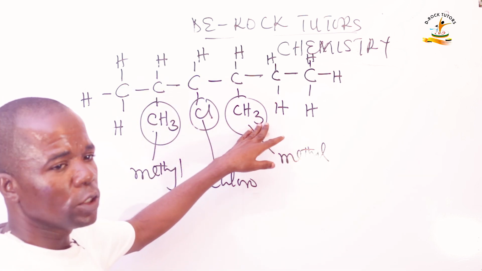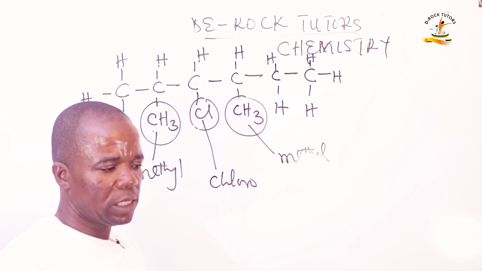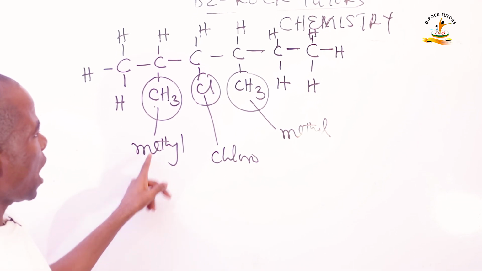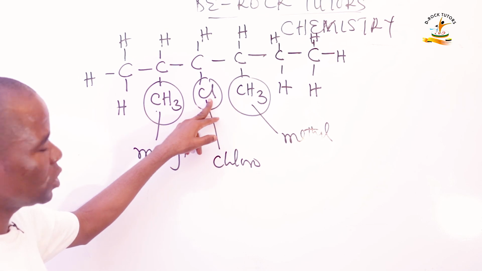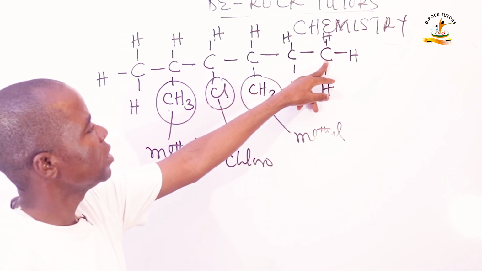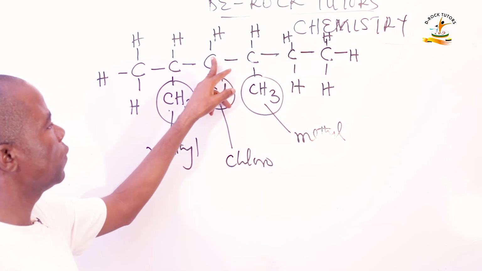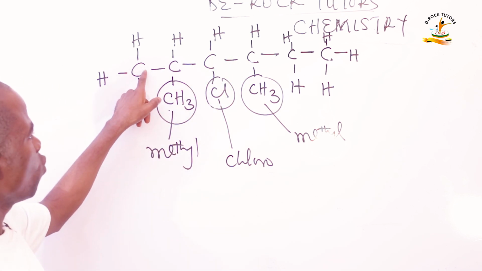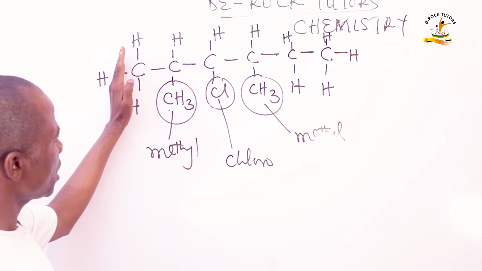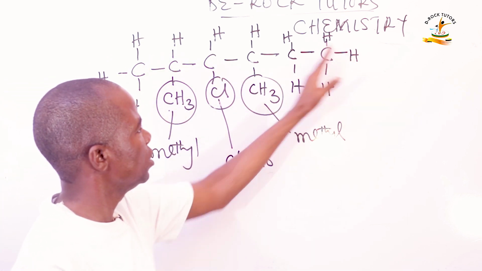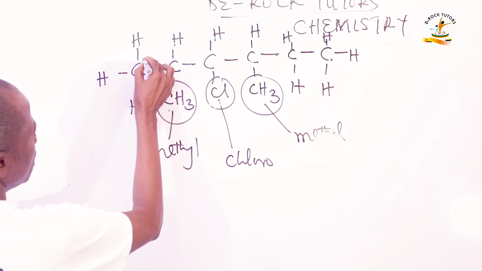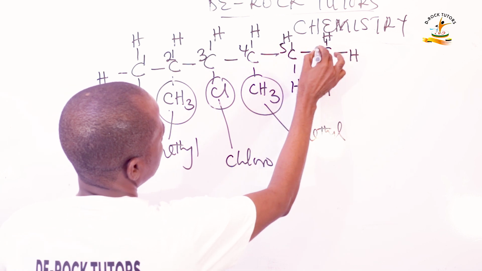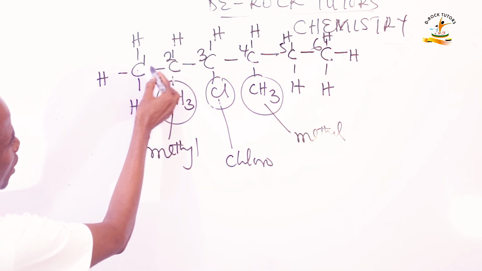Whenever we have more than one substituent, we have to take them alphabetically. We know that chloro, C, comes before M in methyl, and we have to count from the side closest to this chlorine. If you start counting from this side, that will be 1, 2, 3, 4 to the chloro. This side is not closest. But if we start from here, we are going to have 1, 2, 3. So this side is closer to chlorine than this side. So we are supposed to start counting from this side. So this is the first carbon, the second, the third, the fourth, the fifth, and the sixth.